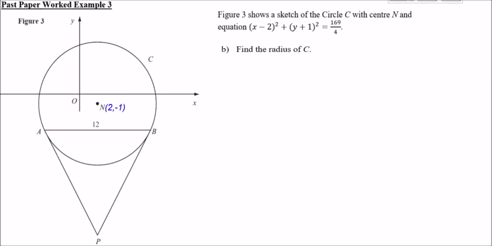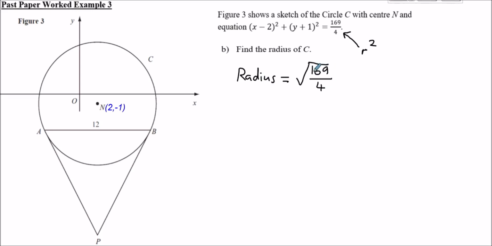Part B is just as easy, really. Because it's in the standard circle form, this value here is the radius squared. So the radius of C is going to be the square root of that number at the end. So the radius is going to be the square root of 169 over 4.